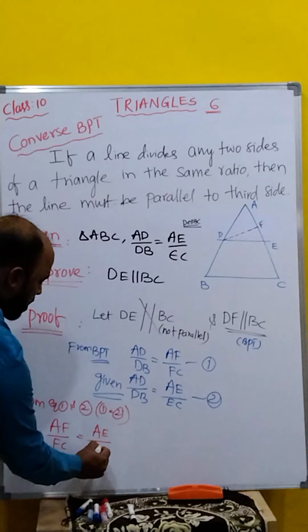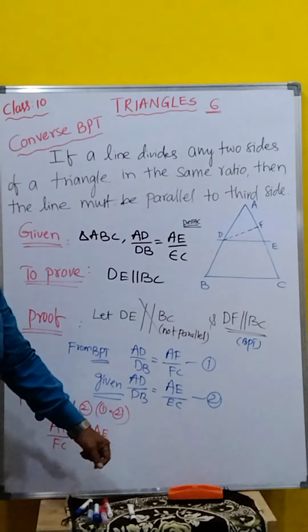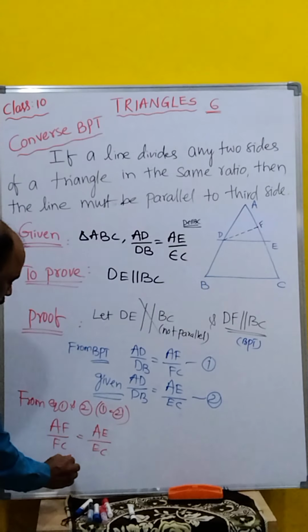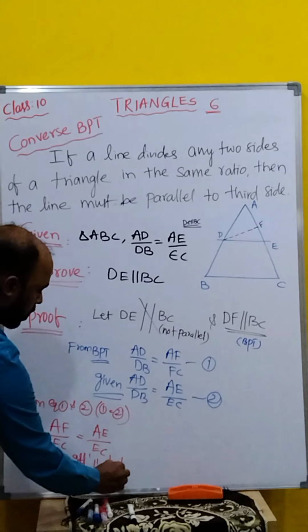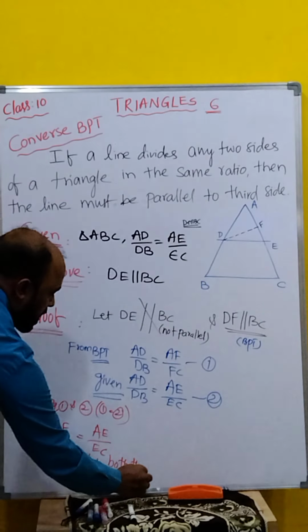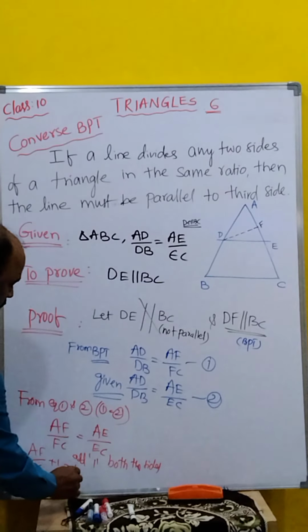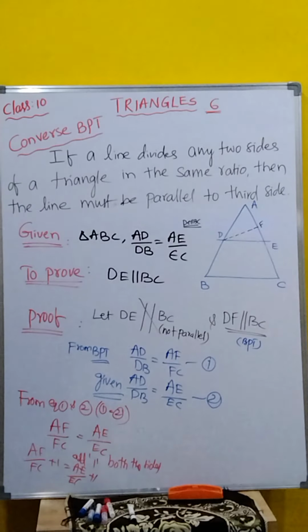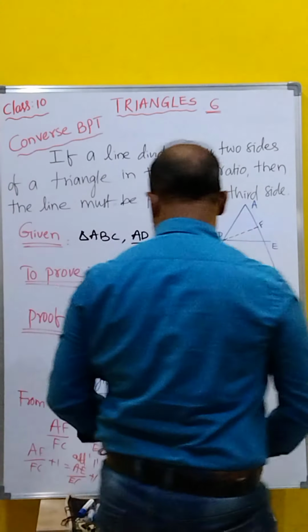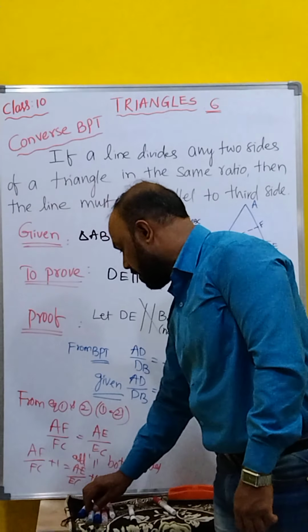Now, after getting this one, add 1 to both sides. Clear, children? AF by FC plus 1 is equal to AE by EC plus 1. After that, take LCM. What is LCM here? FC on the LHS side and EC on the RHS side. Take LCM.